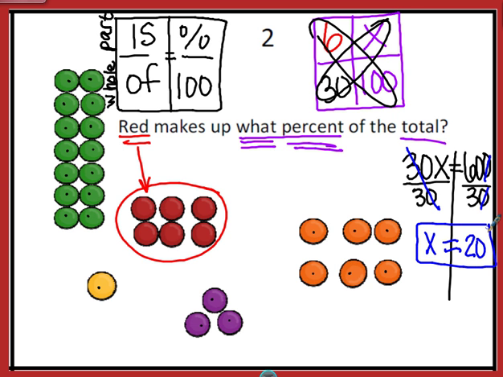So if I go back to the question, red makes up what percent of the total? Well, red makes up 20% of the total number of dots. You'll notice the biggest part is setting up this original proportion box. Is over of equals percent over 100. If we can plug in information here and cross multiply and set up an equation, we can have the correct answer every single time.